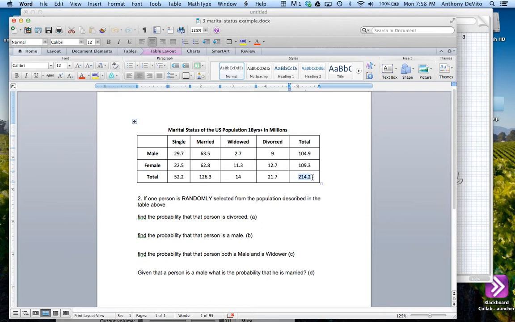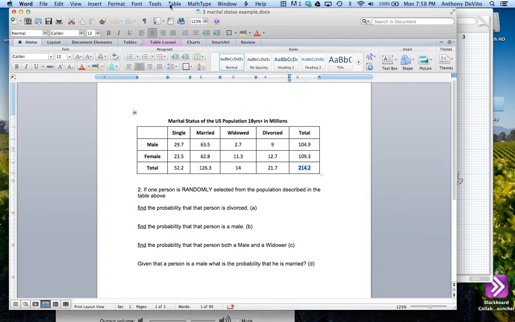This was probably based on numbers from maybe 20 or 30 years ago, because that's around what the population was then. I guess now it's well over 300 million, and back then it was 214 million. The results of the census have been organized into a table. In the table, we have rows, which represent the gender, male and female, and we have columns. The columns represent the marital status of all the people that were surveyed in the census, okay?